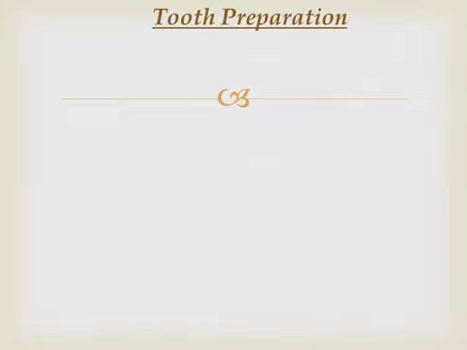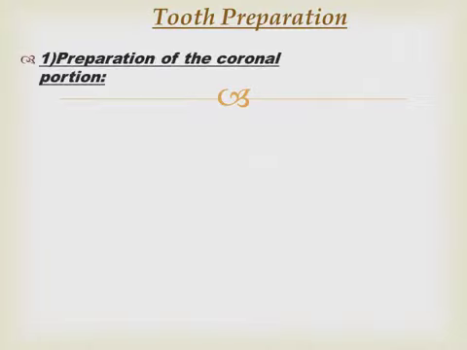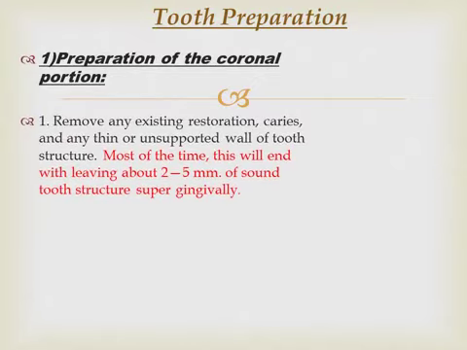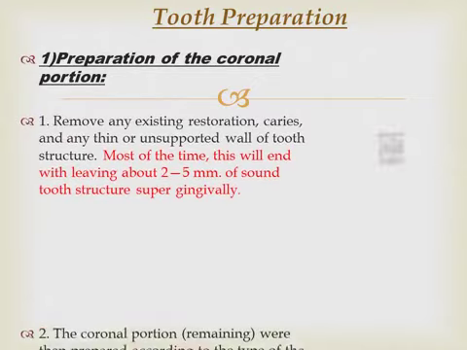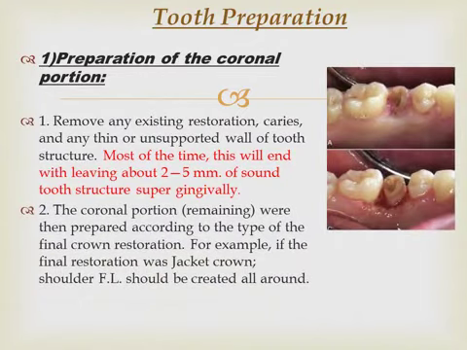Tooth preparation. In this slide, I will talk about preparation of the coronal portion. First of all, any existing restoration, caries, or unsupported tooth structure should be removed. Most of the time, this will end with leaving about 2 to 5 mm of sound tooth structure supragingivally. Then, the coronal portion is prepared according to the type of the final crown restoration.